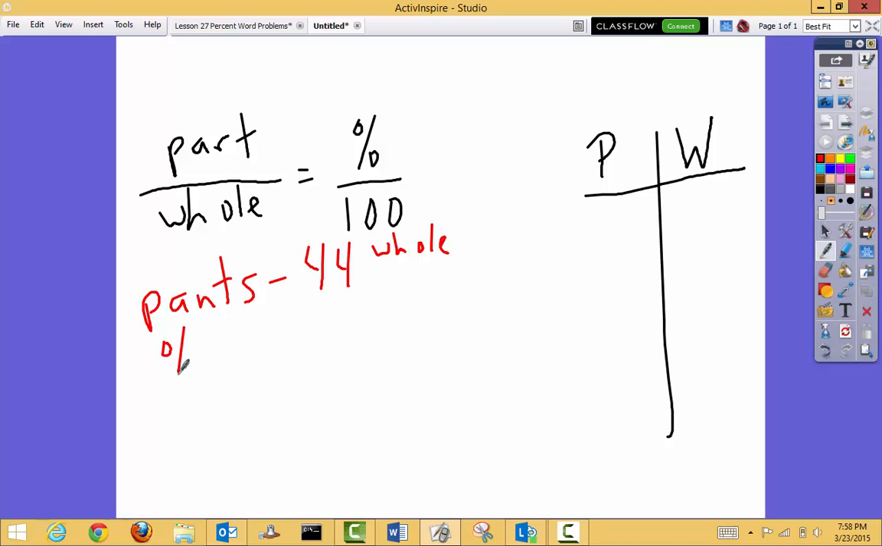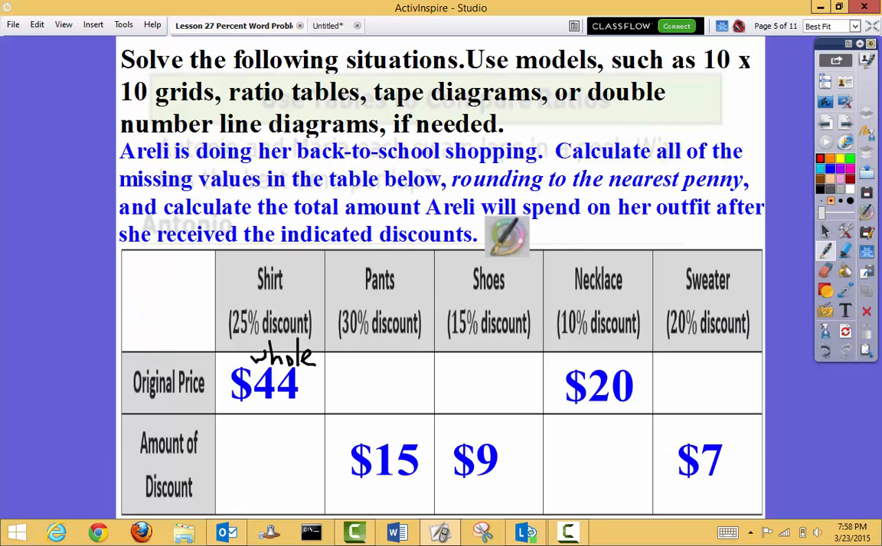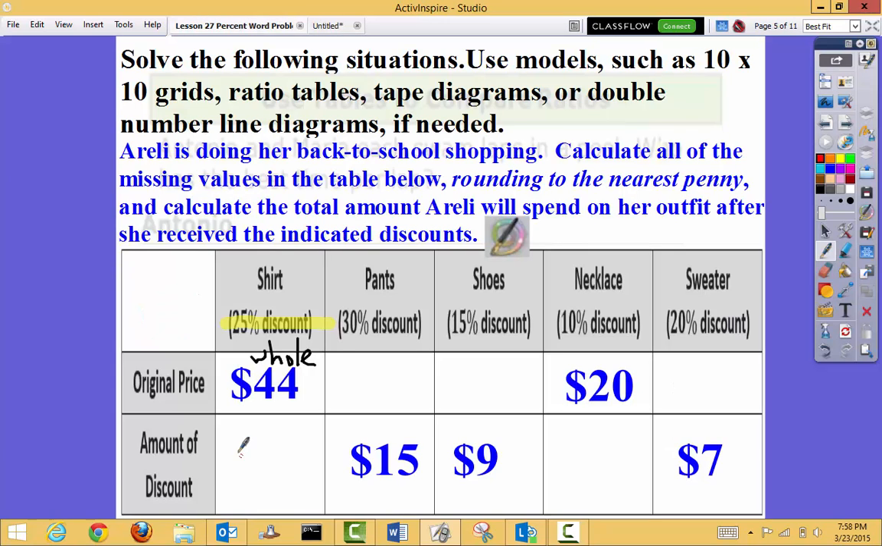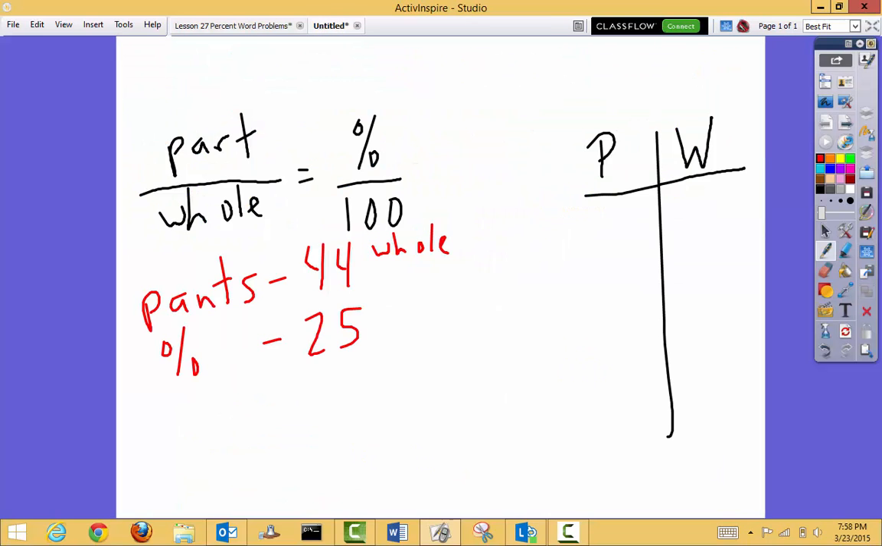I know my percent. Where do I see that information? Well, I see it right at the top. Percent is 25. So my percent is 25. And what am I looking for? I'm looking for my part, or how much I'm saving. How much I'm saving is only a portion or part of the whole. So I'm looking for that part, or the discount. So I have enough information to start. So let's begin.